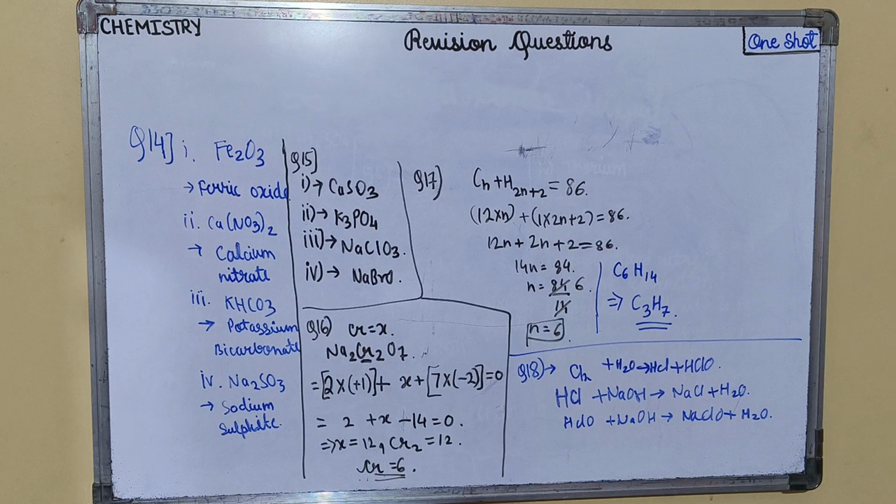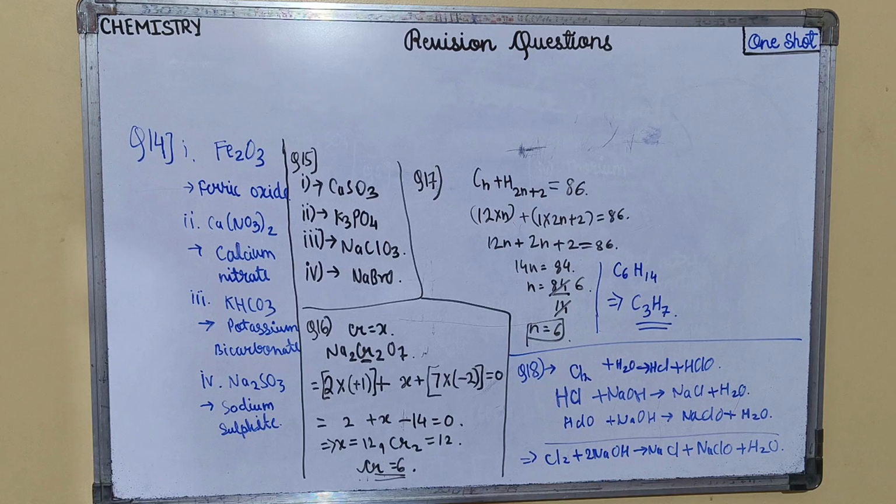So let us move forward. As the final answer we will get the partial equation method's answer. Cl2 plus 2NaOH gives NaCl plus NaClO plus H2O, and this is the answer. I hope you've understood this.